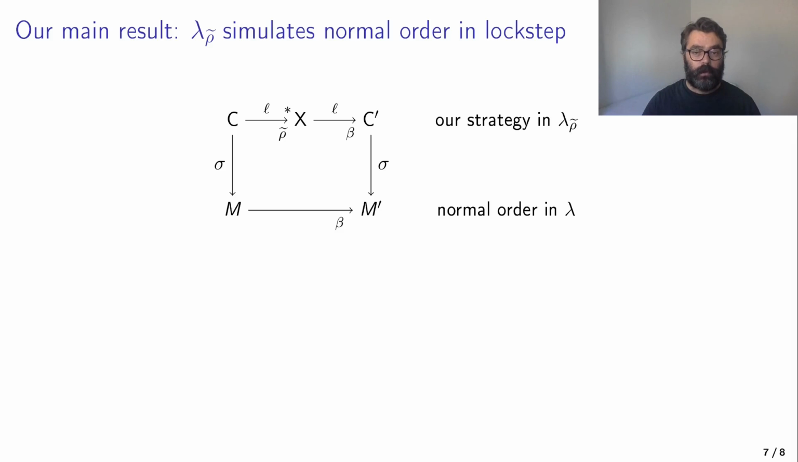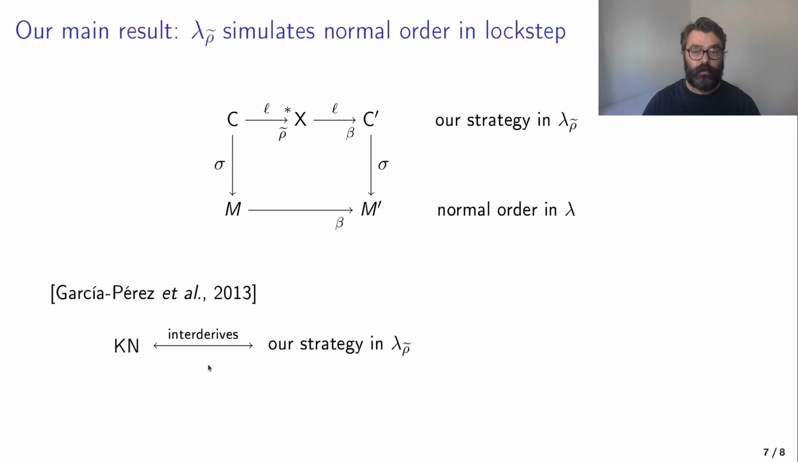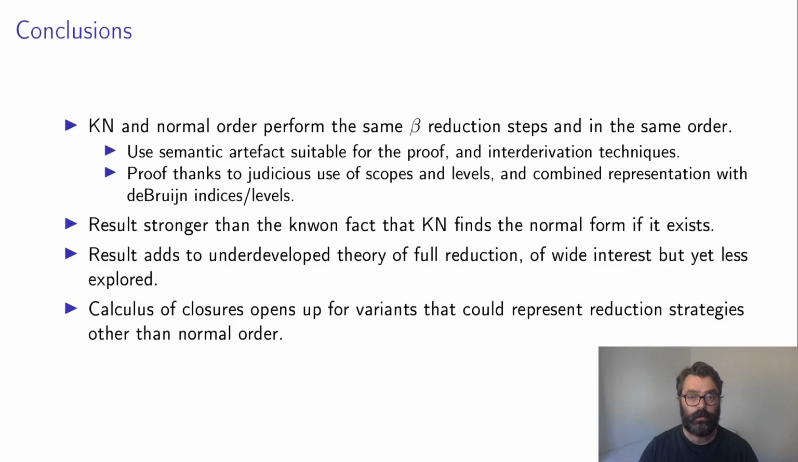In a previous work, we used program transformation techniques to interderive Kn and the reduction strategy in our calculus. Together with this previous work, our main result entails that Kn and normal order perform the same beta reduction steps and in the same order. To conclude, our contribution has been possible thanks to the interderivation techniques and to a judicious use of scopes and levels in our calculus of closures.